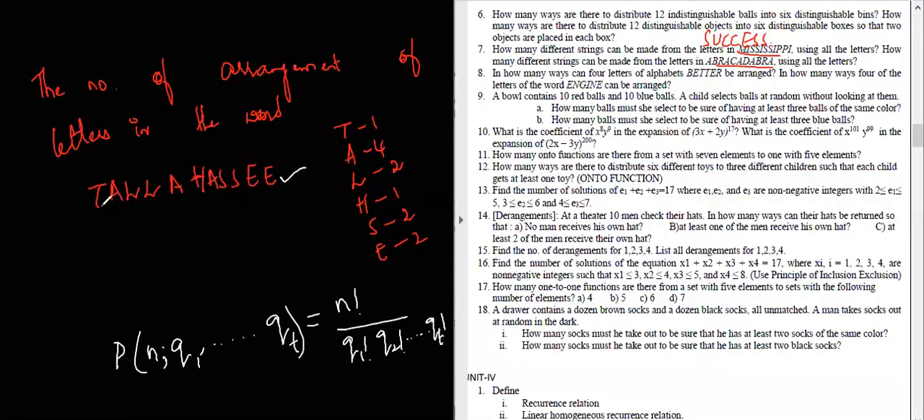So now, what are the total number of letters? The total number of letters are 5 and then 6, so total 11. 11 factorial by, so n is the total number of letters, so we have 11 letters, 11 factorial. So what are the different letters and how many do we have in numbers?